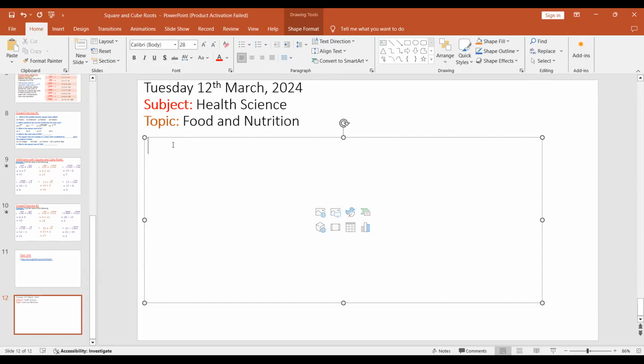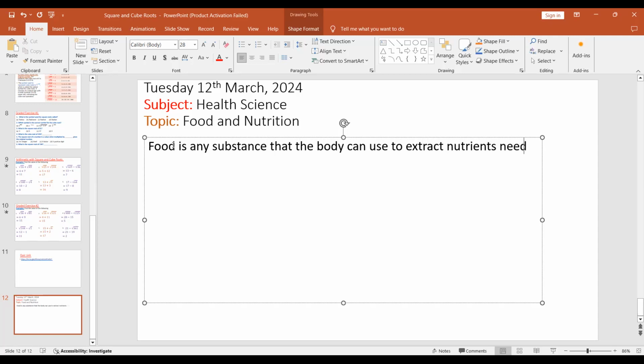Okay, so let's define certain things. So food is any substance that the body can use to extract nutrients needed for the body to function.